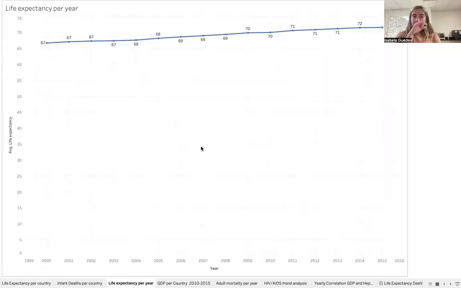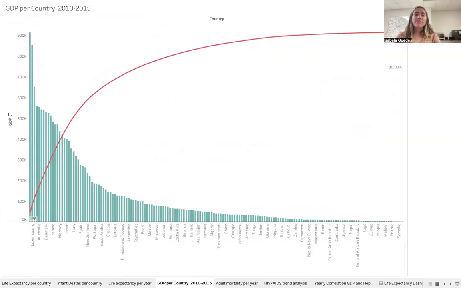This is the third graph. It is a line chart that goes from 2000 to 2015 and shows the average life expectancy between those periods. In 2000, the life expectancy was around 67 years of age, and in 2015, it equaled 72. So it grew 5 years during the 15 years in which the data set was collected.